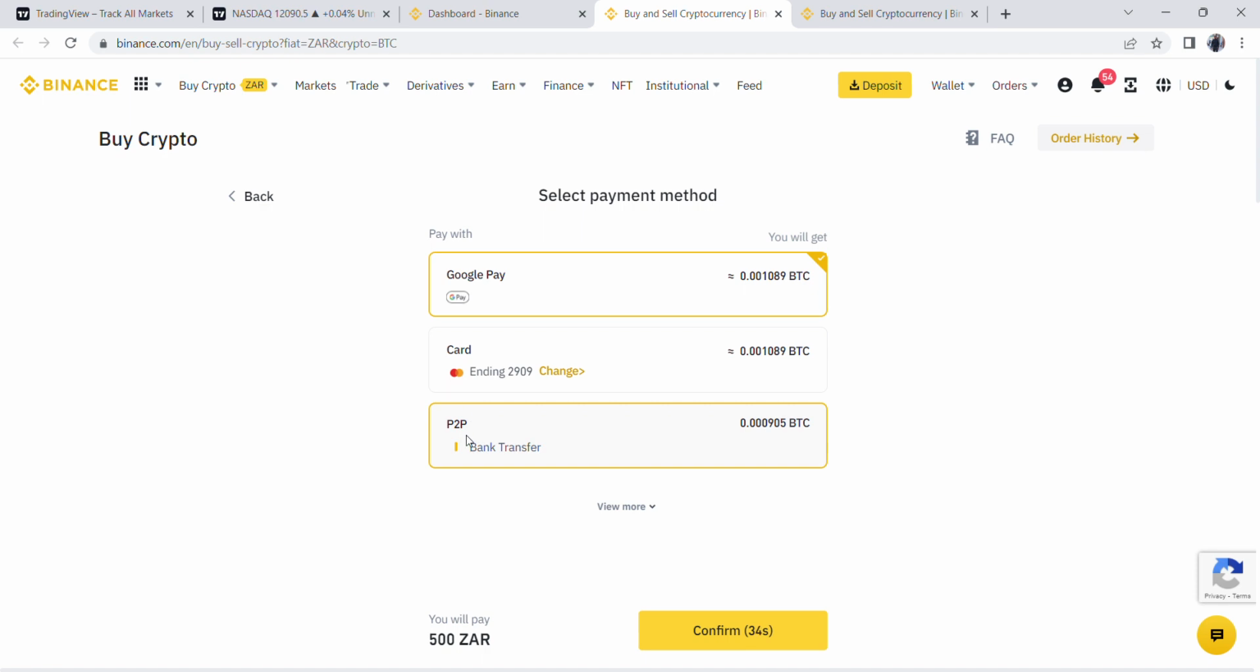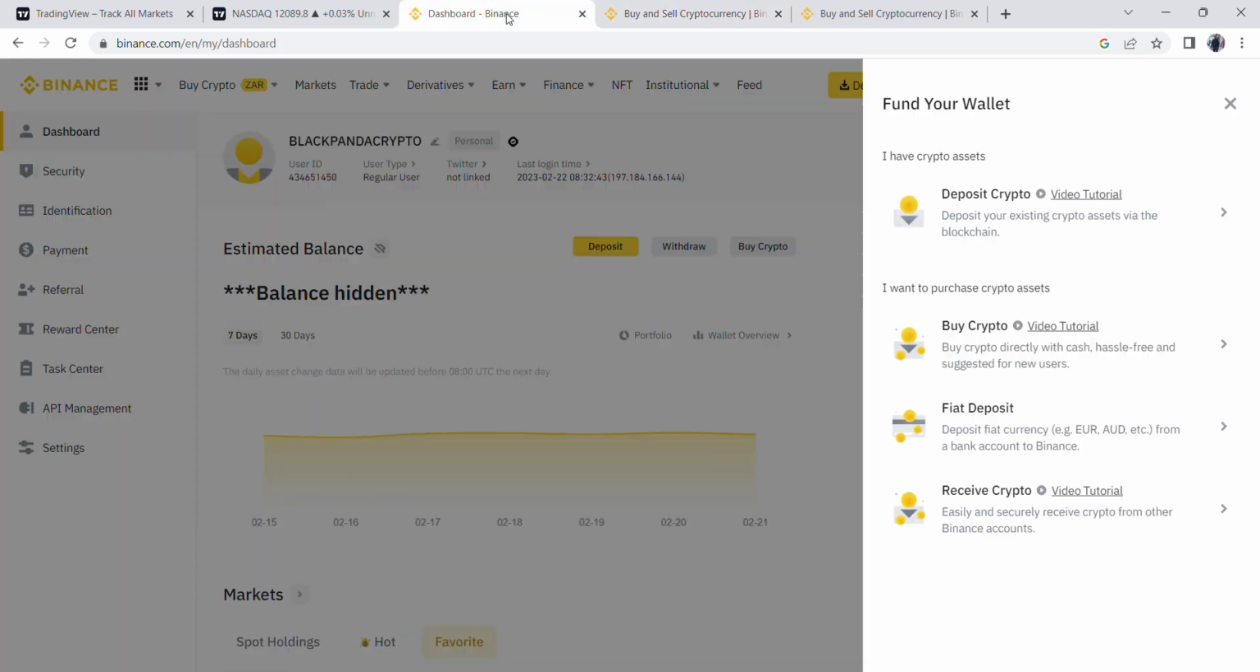P2P is peer-to-peer. As you can see, compared to Google Pay and card at the top, with P2P you get less Bitcoin for your money. So it's not really advisable, if you're in South Africa, to buy via P2P. You can sell using P2P and gain more money, but it's not really advisable to buy using P2P. So let's go back to the dashboard.